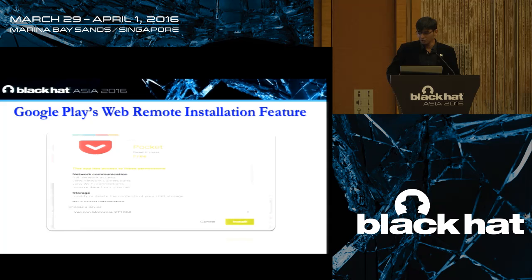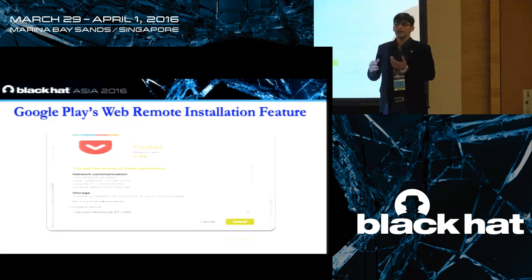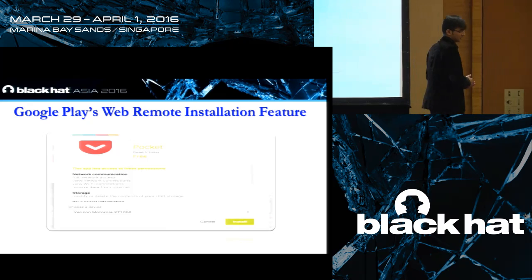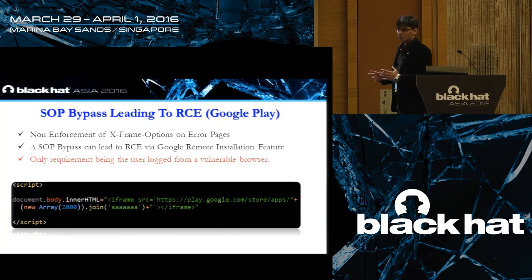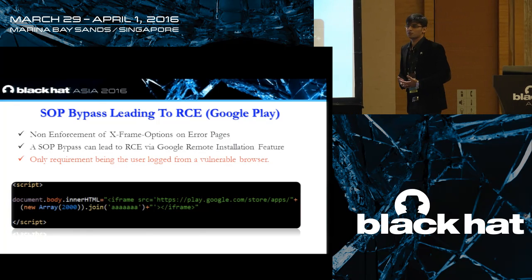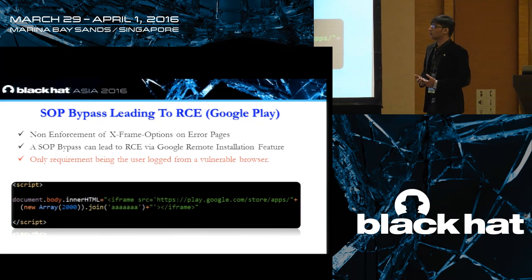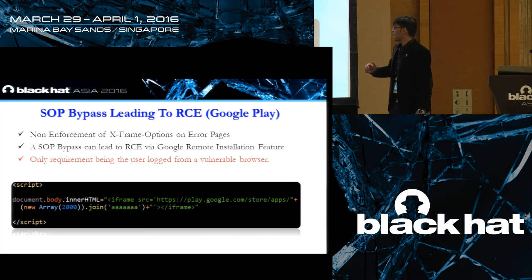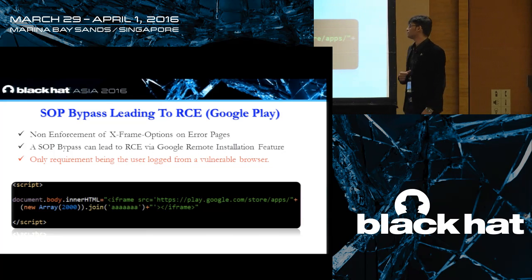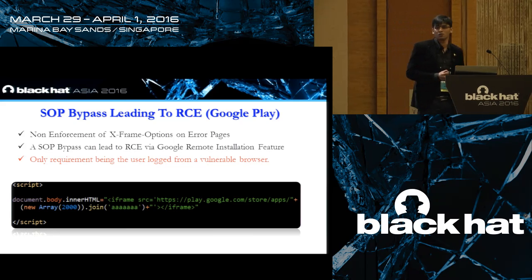SOP bypass to RCE. Google has this remote installation feature whereby you can remotely install and launch any app present on the Play Store by using the intent scheme. The bug was in play.google.com: it enforced X-Frame-Options on normal pages, however, it failed to enforce X-Frame-Options on error pages. So what we are doing is sending a series of A's, and it would trigger a 413 response error, which then would enable us to frame that website, play.google.com.